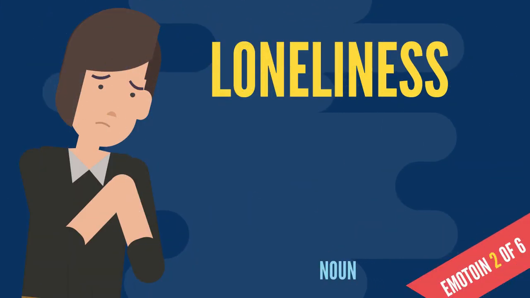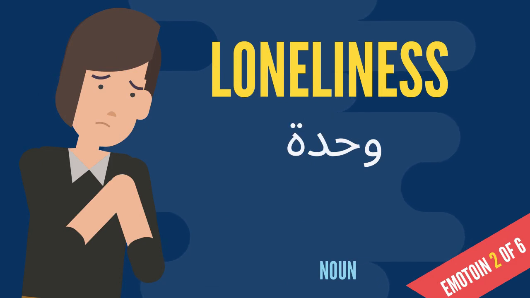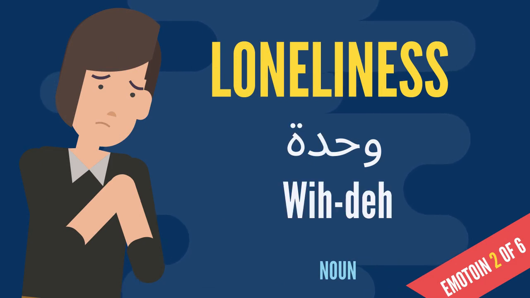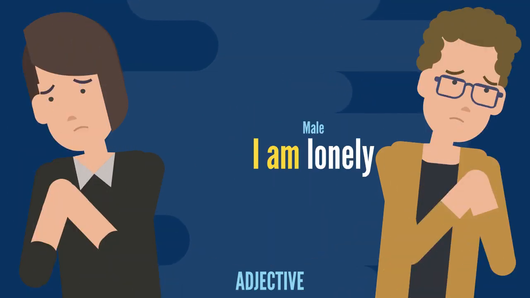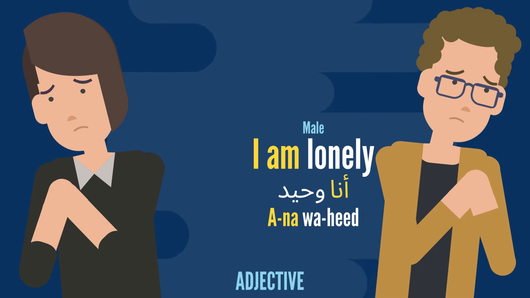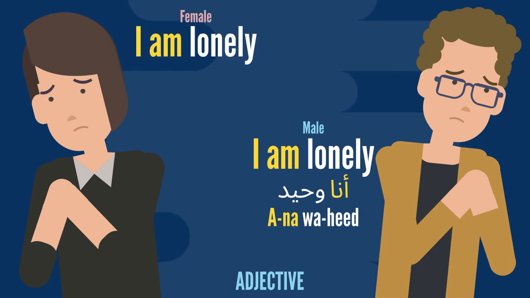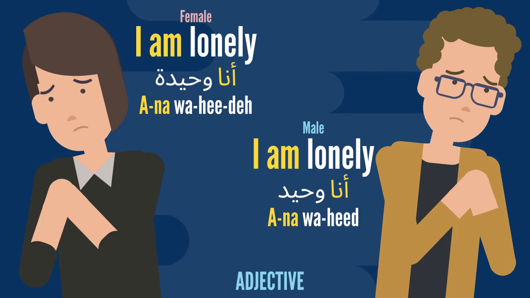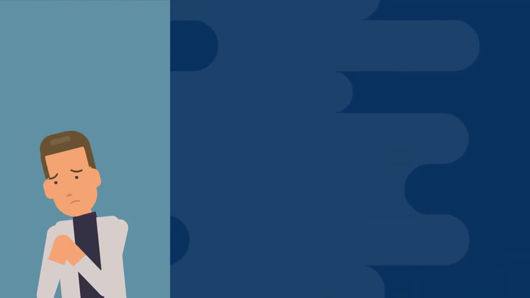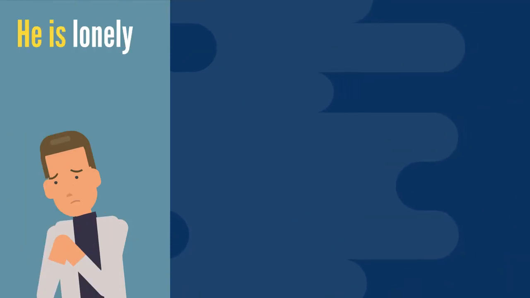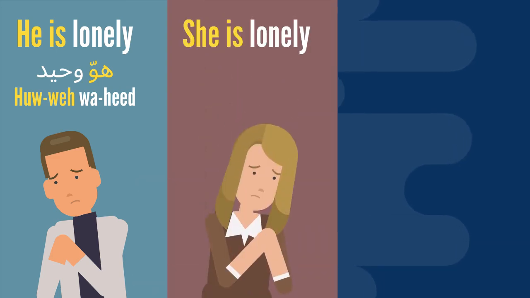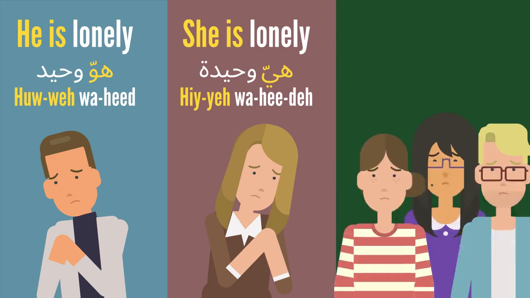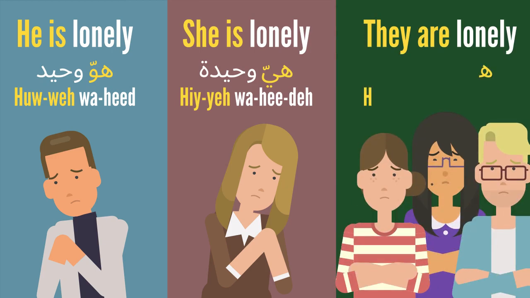Our next term is loneliness, wahde. For male, I am lonely, ana wahid. For female, I am lonely, ana wahide. When we say he is lonely, huwa wahid. She is lonely, hiya wahide. They are lonely, hum wahideen.